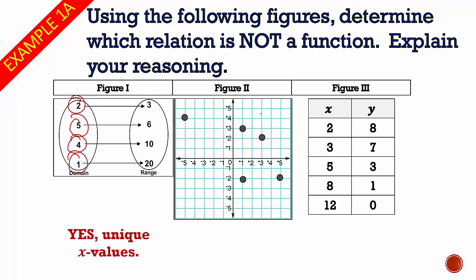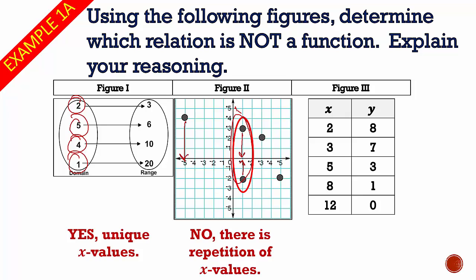If we look here, all we have to do is say, well, if we go down, there's only one -5, nothing else there. Here we have a +1, but look right underneath it, another +1. This is bad right here. All right, so that is not a function because there's a repetition of x values.